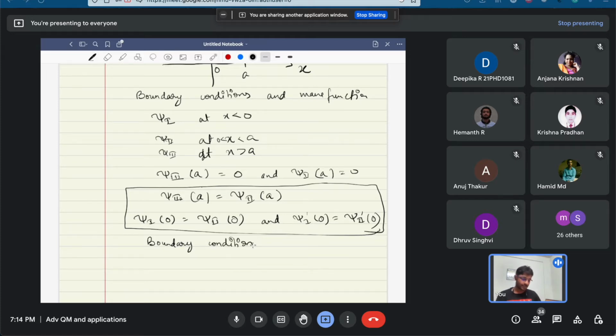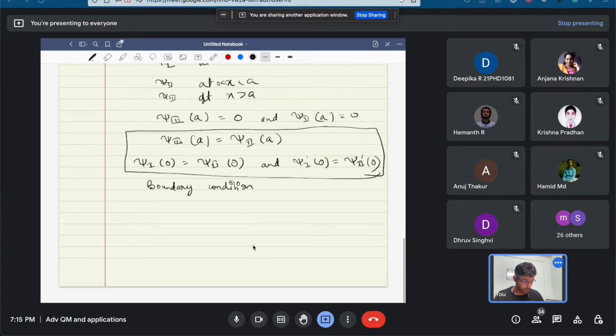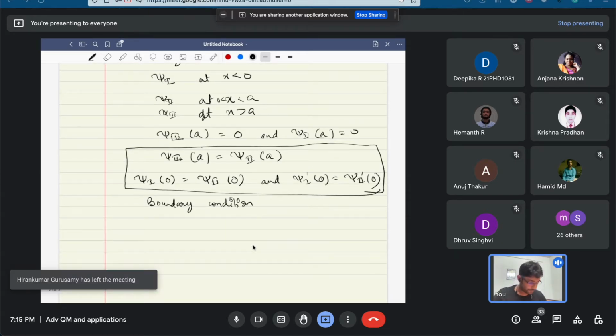This comes from the basic principles of quantum mechanics, that a wave function is supposed to be continuous everywhere and its derivative should also be continuous. So whenever there is a step, we have to make sure that it is continuous on either side at that point, right?